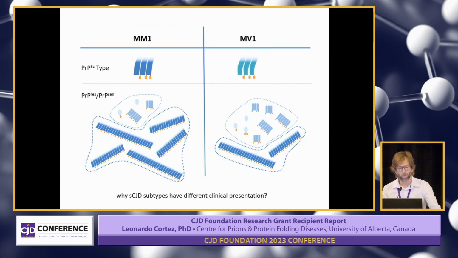So in conclusion, what we saw in this part of our project is that MM1 and MV1 could have different types of prions, and also the proportion of the PK-resistant and PK-sensitive populations is different in both cases. And that can explain the variability in clinical presentation of the different subtypes of prion protein.